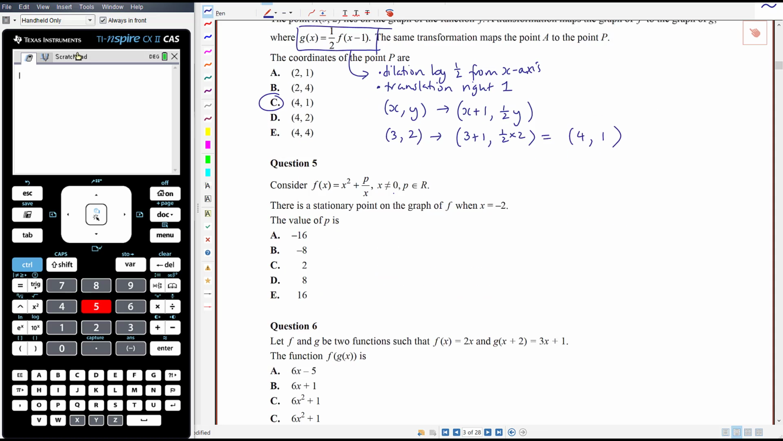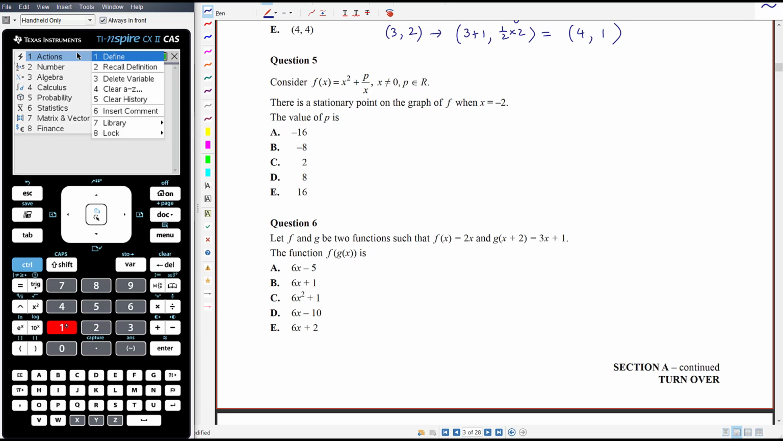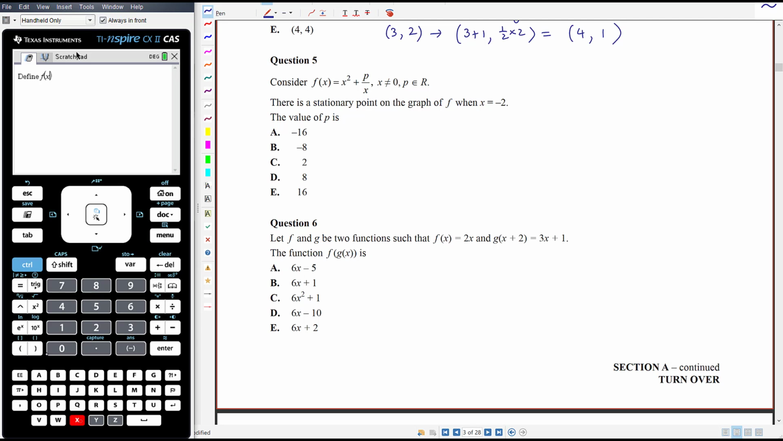Consider f, which is x squared plus p on x. p is a real number, x can't be 0, otherwise there would be a problem here. There is a stationary point on the graph of f when x equals 2, the value of p is. Okay, so you could probably do this by hand without too much cause. I think it would probably be slightly quicker potentially to do it with your CAS.